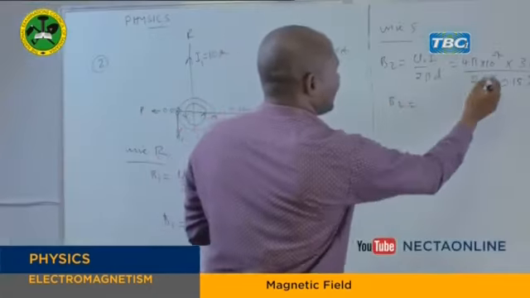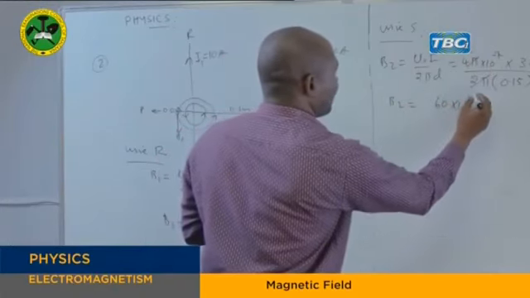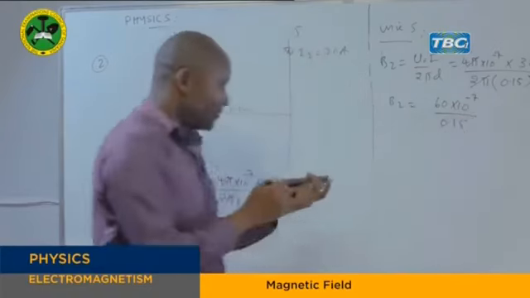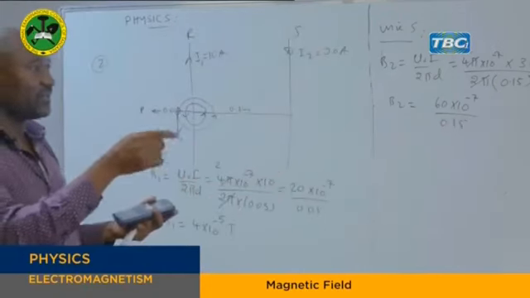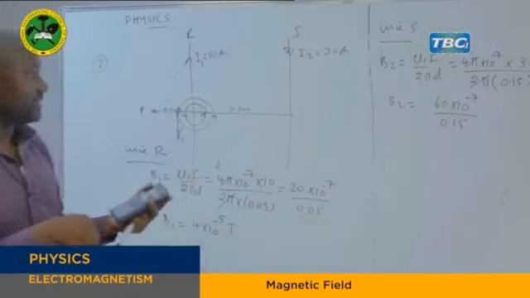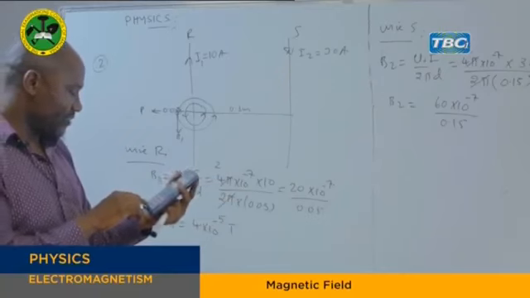And then this we cancel out. I have 60 times 10 to the negative 7 over 0.15. You should change the unit into the SI unit. If it was given in centimeters, you should convert into meters. But the question was given directly in meters. So let's find now 60 divided by 0.15.